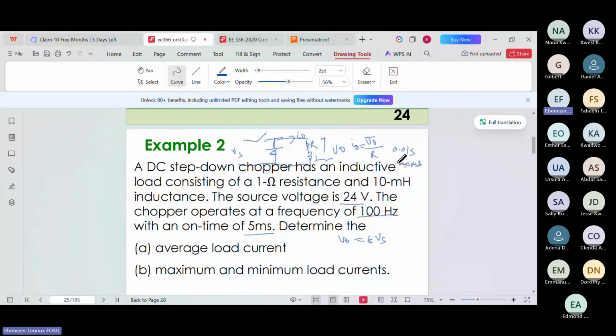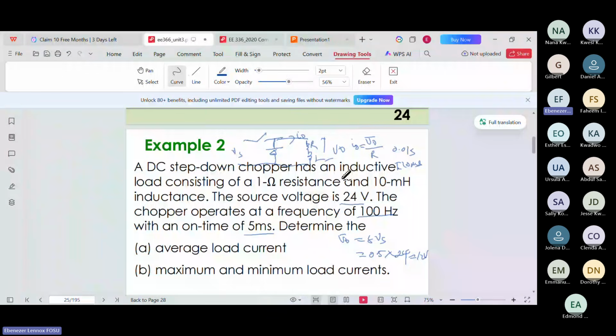We divide the on time by the switching period, which is 5 milliseconds divided by 10 milliseconds, so you get 0.5 as your duty cycle. Then 0.5 multiplied by the input voltage, which is 24 volts, gives you 12 volts as the average output voltage. Substitute it here with your output resistance: 12 divided by 1 ohm. So the average load current is 12 amps.